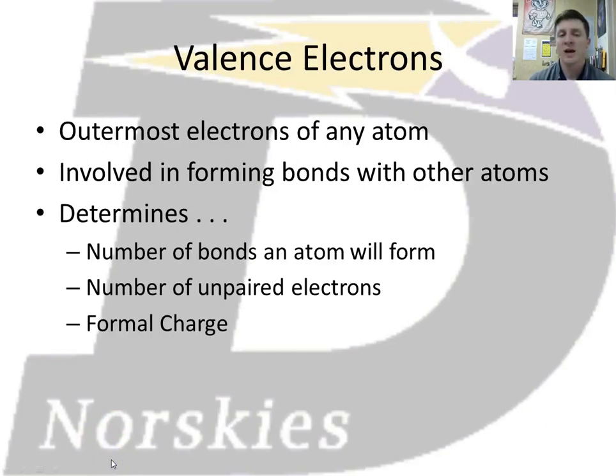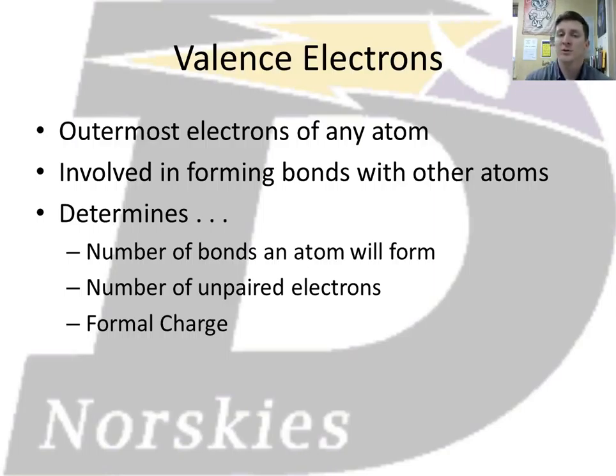Now, we had 14 electrons in the electron configuration for silicon. The important electrons are the outermost electrons in that electron diagram, our configuration, which is our bookshelf method. And there were 4 left in the outermost shell. Those electrons are called valence electrons. So valence electrons are the outermost electrons of any atom. And these are the most important electrons because they are involved in forming bonds with other atoms.